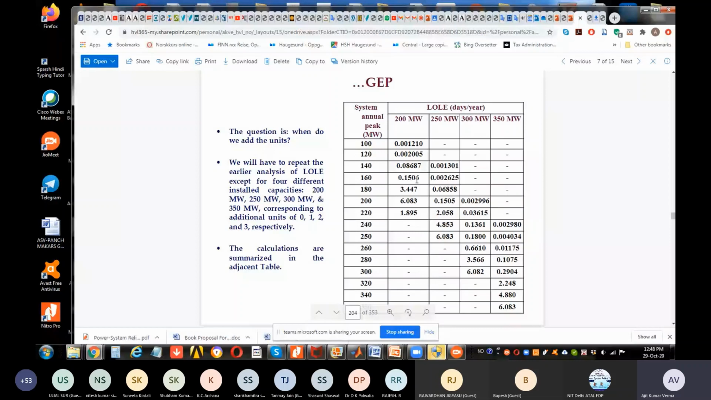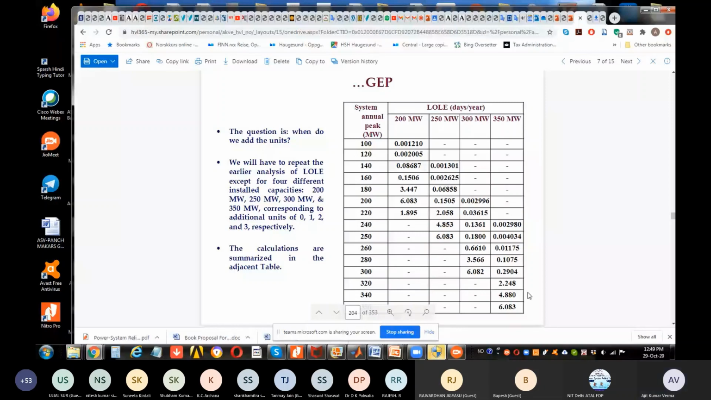And then it keeps increasing, and then it becomes 0.1505. So then you add over here, and then it keeps increasing, and here it becomes 0.18, and therefore you add over here. Then again from 300 it becomes 350; from 250 it becomes 300 because you added one unit. Here you added one unit, and it becomes 0.08, it becomes 250. So this is the LOLE calculation. So if I have to show this by way of a graph, you kept on adding.